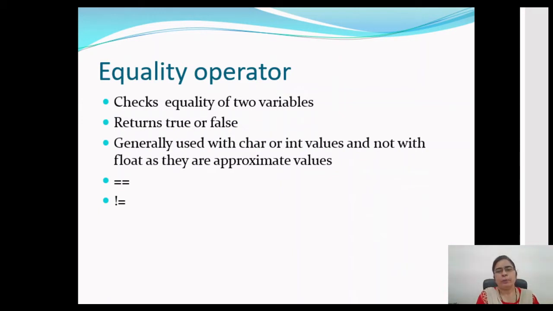So here we have two operators, equal to. This is to check the equality of two variables or two values that we are passing, and not equal to, which is the opposite of equal to, and checks whether the two values are not equal. So if the two values are equal and we are using the equality operator, then we will get a true value. If the two values are not equal, then we will get the false value. But in case of the not equal to operator, the reverse will be true. If the values are not equal, then we will get a true value. And if the values are equal, we will get a false value.